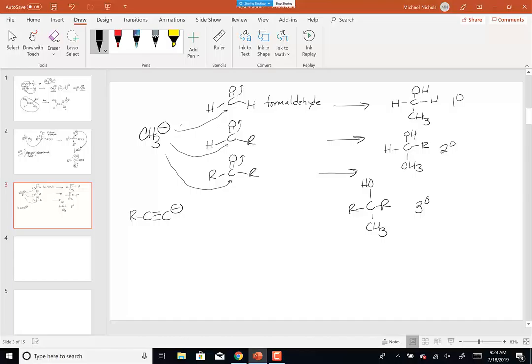And again, if I asked you this mechanism, it would be two steps. The C minus attacking the carbonyl, and then taking the O minus and adding H plus to it. The easiest mechanism I can give you.